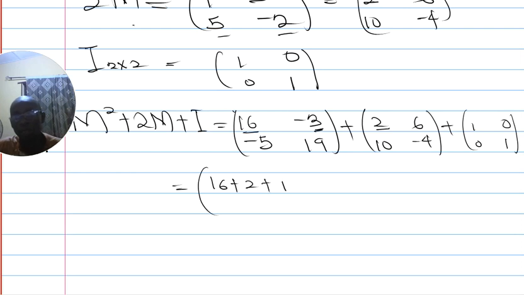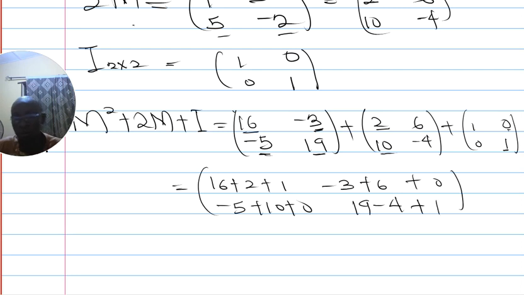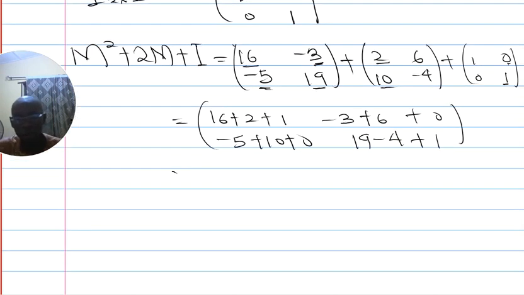The next thing is -3 plus 6 plus 0 here. Now the next thing, -5 plus 10 plus 0. We have 19, 19 minus 4 plus 1. So the final answer: this one will be 19, we are done with this. -3 plus 6, this one is 3. -5 plus 10 plus 0, this one is 5. So 19 plus 1 is 20, 20 minus 4 is 16. So this is the final answer.